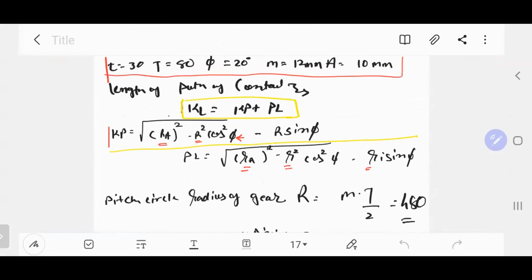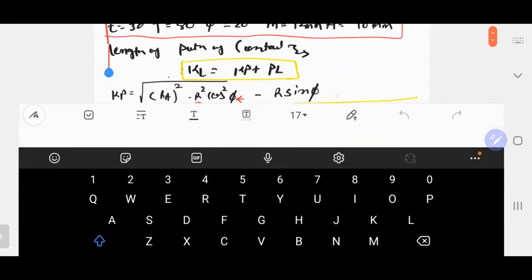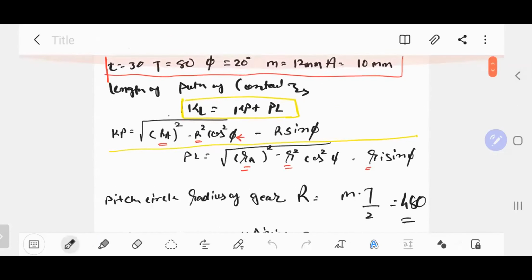In that example, this was the given data. Small gear having 30 teeth, big gear having 80 teeth, pressure angle 20 degrees, module 12 mm, addendum height 10 mm. These are the given data. The first thing that we need to calculate is the length of path of contact. What is the equation for the length of path of contact? That is equal to KL plus KP.